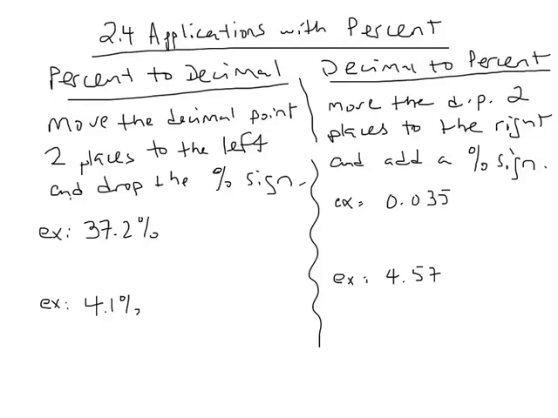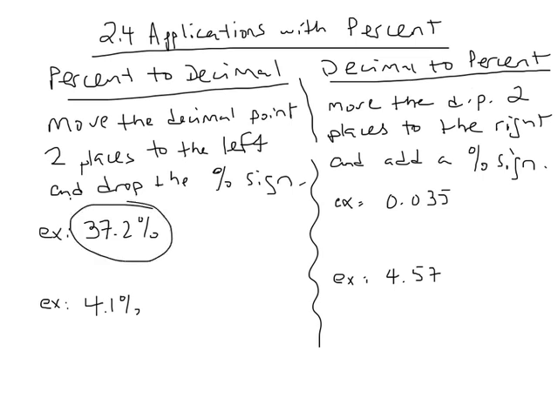Hello, Algebra Scholars. Section 2.4 is called Applications with Percent. The first two things we need to be able to do in this section are convert percents to decimals, and convert decimals to percents. And the rules you've probably seen before. To convert a percent to a decimal, we move the decimal point 2 places to the left, and we drop the percent sign.